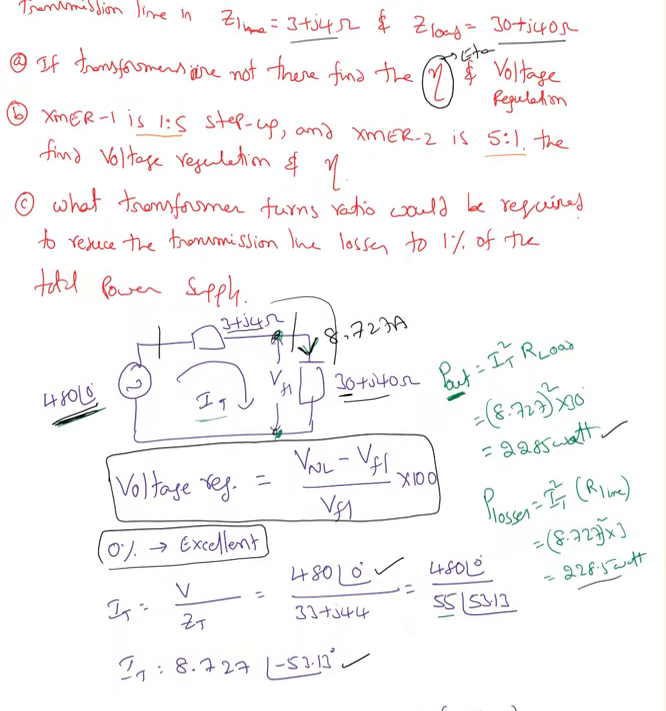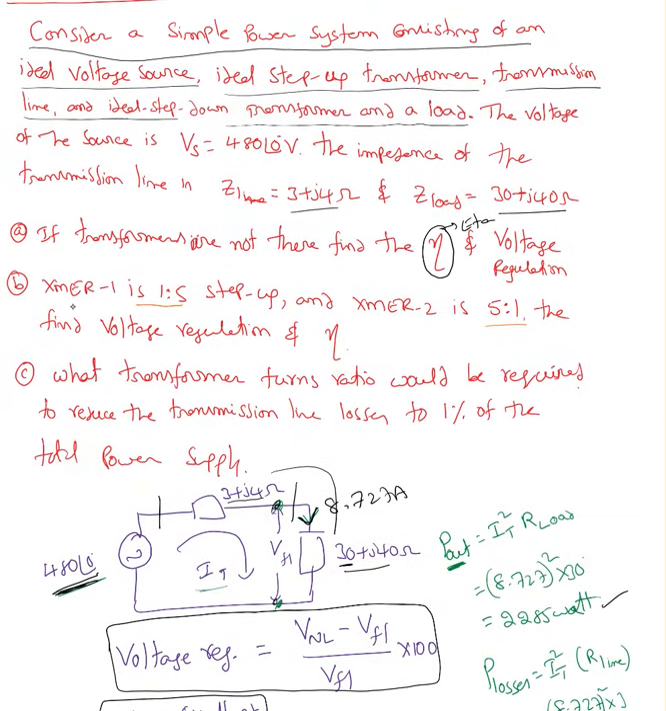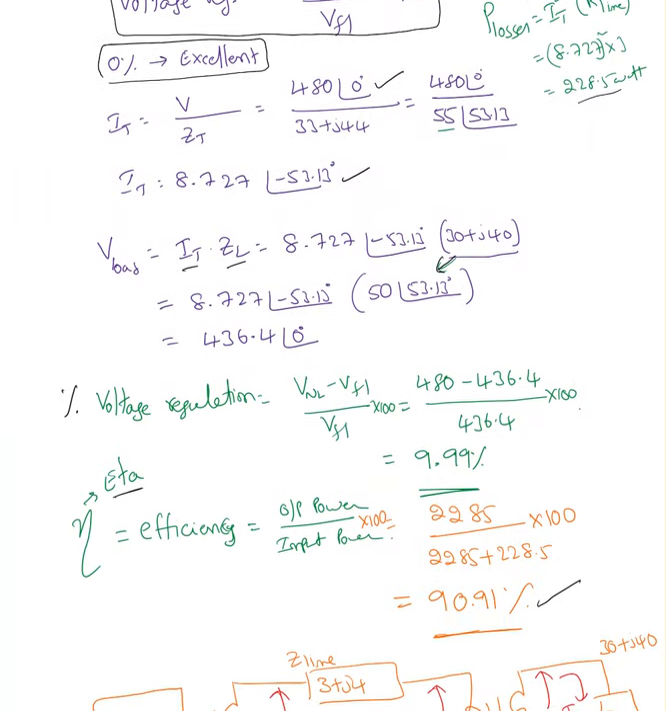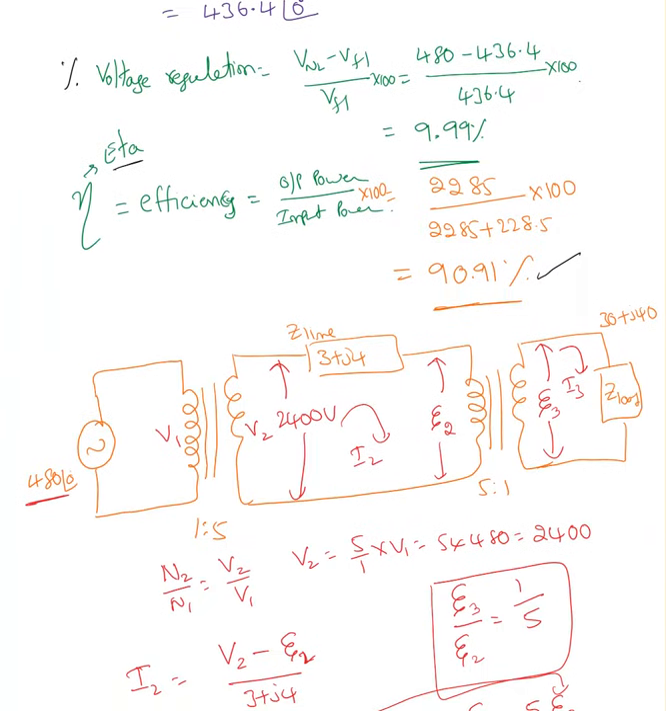Now in part B, it says that now you have two transformers. One is a ratio of 1:5 step-up transformer, another one is a ratio of 5:1 step-down transformer. Now find the voltage regulation and efficiency. Now here is what the circuit diagram looks like.